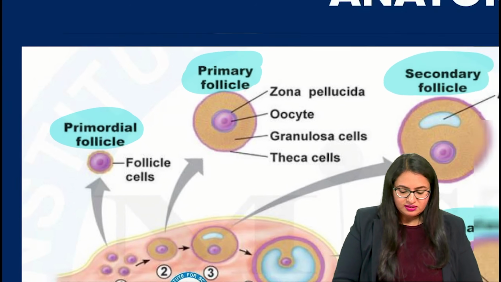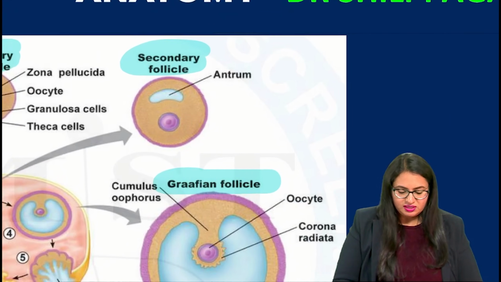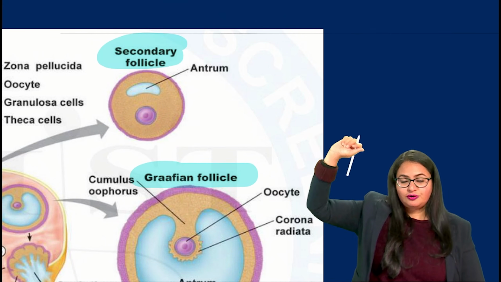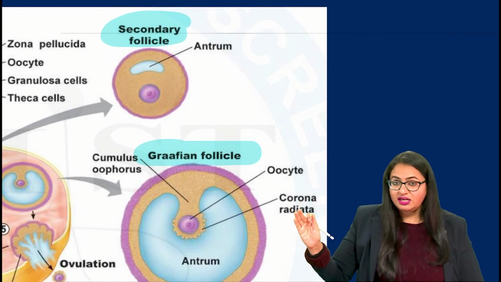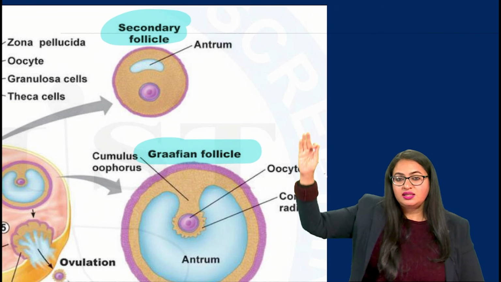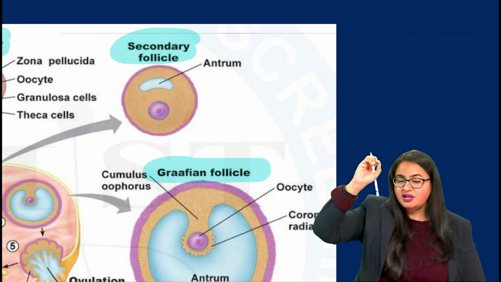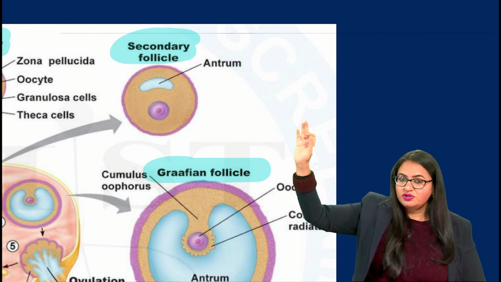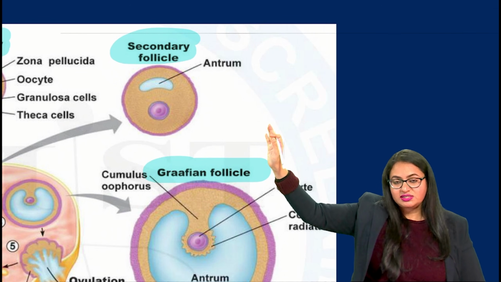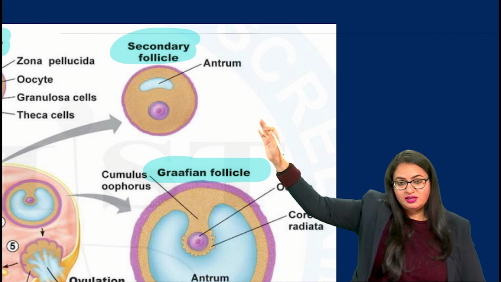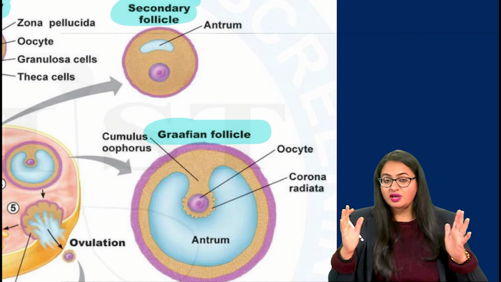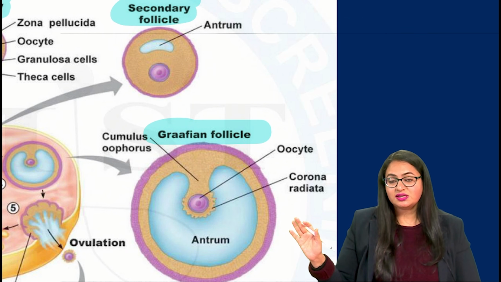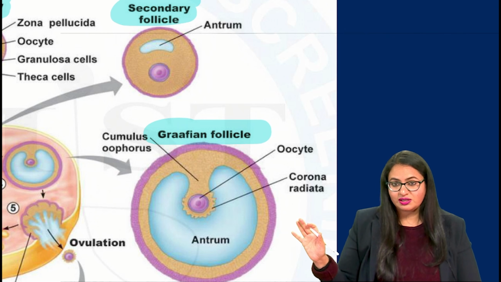Then after that, a small cavity develops, which is given the term antrum. And we say the secondary follicle and the Graafian follicle are antral follicles. In the secondary follicle, you can see that a small antrum is there. So we say when the antrum starts developing, it is the secondary follicle. And when the antrum has increased in size, as well as the follicle has increased in size, this one is the mature Graafian follicle.